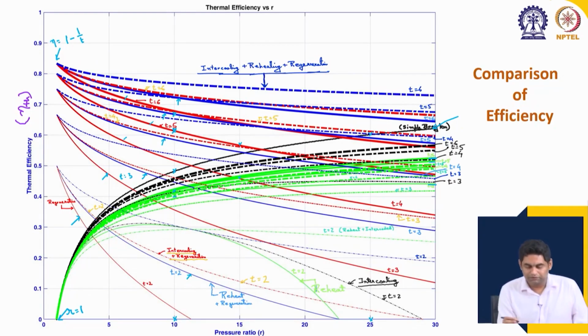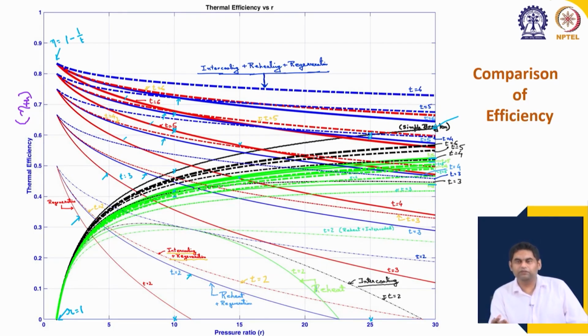Similarly, we can see that this also decreases quite slowly. Even at r equal to 25, which is a very large value, the efficiency at t equal to 4 is still very near to 60%, around 59%. So, we can directly get the values, and you can compare quantitatively from this graph what percentage increase there is by adding reheating. These are all the 4 cycles without intercooling.